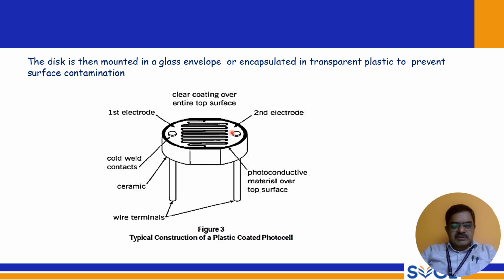So here this is the zigzag pattern, this is the first electrode, and this is the second electrode. There is a clear coating over the entire top surface. Coating should be done to prevent any contamination. So there is photoconductive material over the top surface, and these are the contacts, and this is the ceramic body, and the wire terminals are taken out here. So this is the typical construction of an LDR.